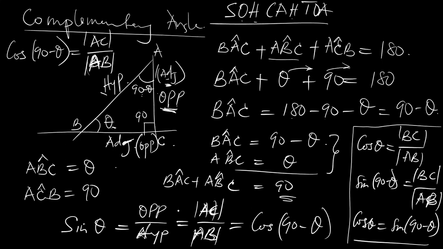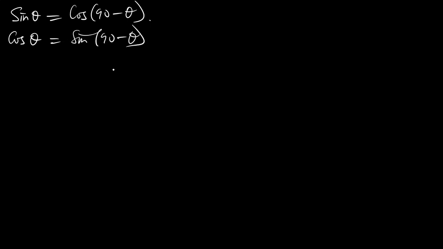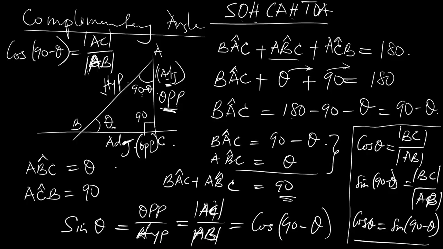So it now shows that for a complementary angle, if you have sine theta, it will be equal to what? Cos 90 minus theta. Vice versa, if you have cos theta, it's equal to sine 90 minus theta. Just like what we now have here. Cos theta is equal to sine 90 minus theta, while sine theta is equal to cos 90 minus theta.